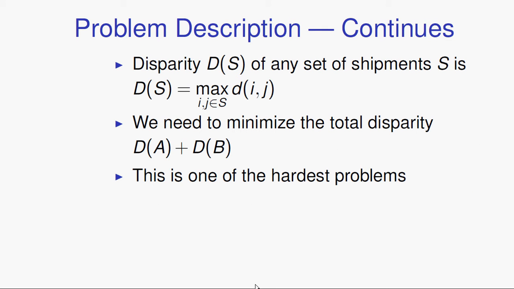Then we define the disparity of set S, d of S, as the maximum distance between each pair of shipments inside the set. And we need to minimize the total disparity of our division into two groups, d of A plus d of B. So basically we take each shipment X and we put X either into A or into B, and then when we're finished we compute the disparities of sets A and B and sum them up, and then we want to minimize this sum. This is actually one of the hardest problems of these World Finals.